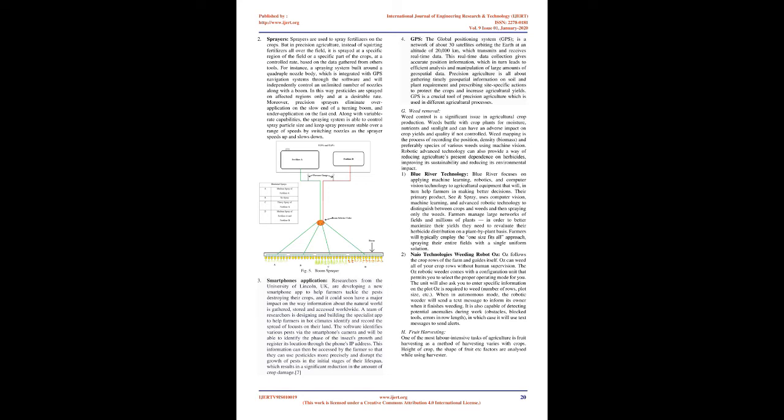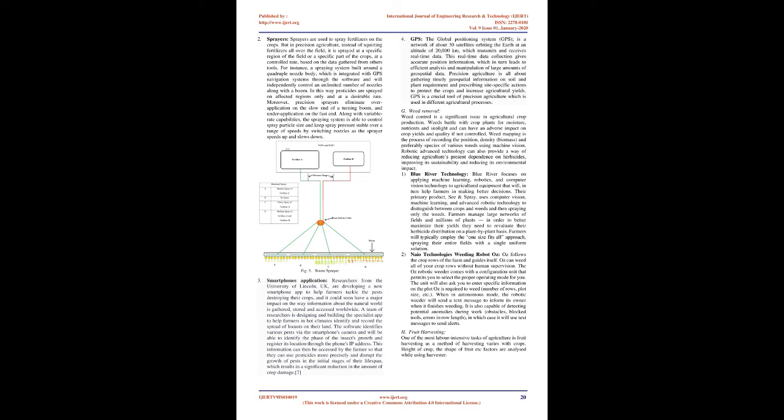H. Fruit harvesting. One of the most labor-intensive tasks of agriculture is fruit harvesting, as the method of harvesting varies with crops. Height of the crop, the shape of the fruit, etc. are factors analyzed while using a harvester. 1. A robot with a 4 degree of freedom manipulator. Production of strawberry occupies a greater portion of the fruit economy in various countries such as Japan. For these types of fruits, this robot was invented.